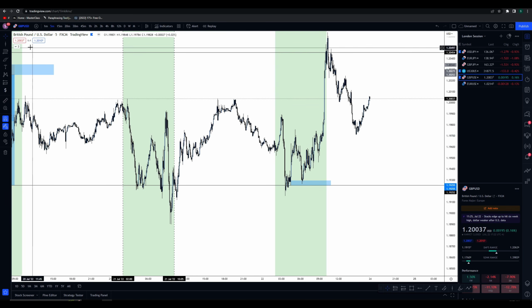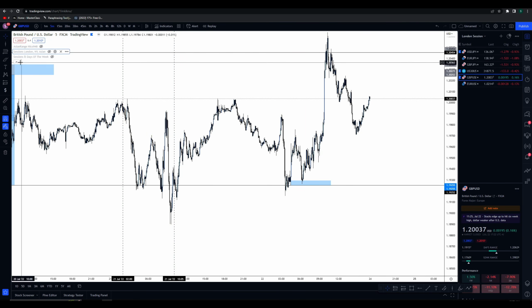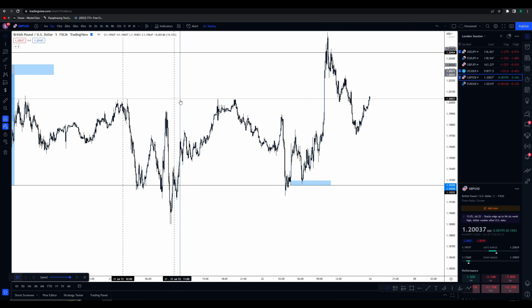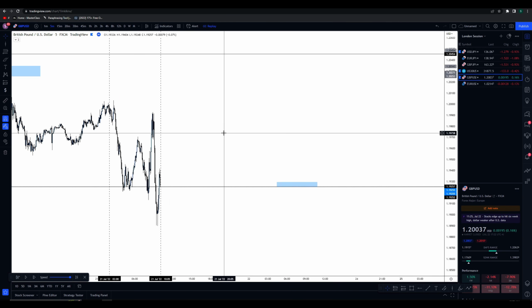Now you might ask the question, how do you know when to use the higher time frame and when not to use the higher time frame? So this is where I'm going to come in. Before London session comes, you have to ask yourself, what is the trend? What trend am I in? Is the trend down? Is it up? Are we consolidating? What is the trend?